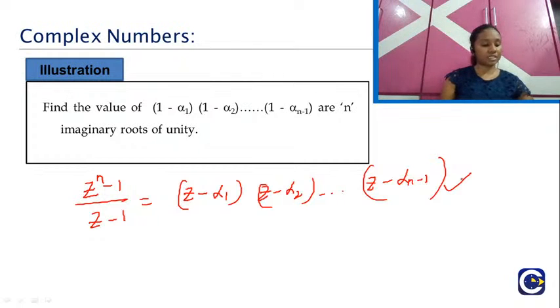So I hope you get this concept of nth roots of unity as well as the sum of the roots and product of the roots. This is one of the typical types of questions we can mostly get from this nth root of unity for our JEE conditions.